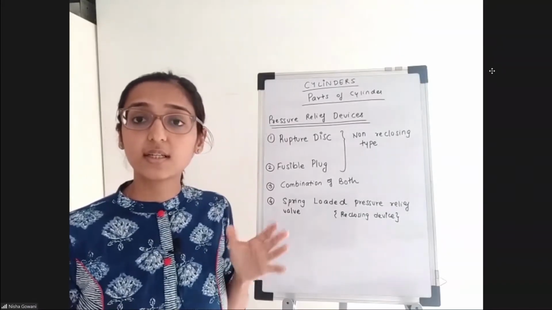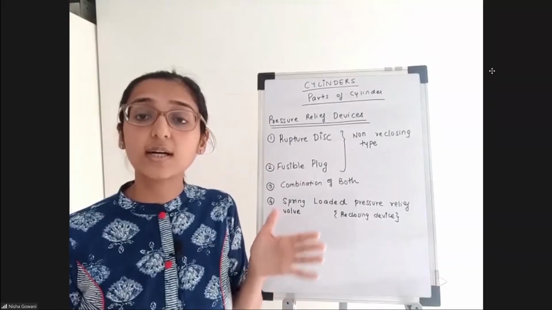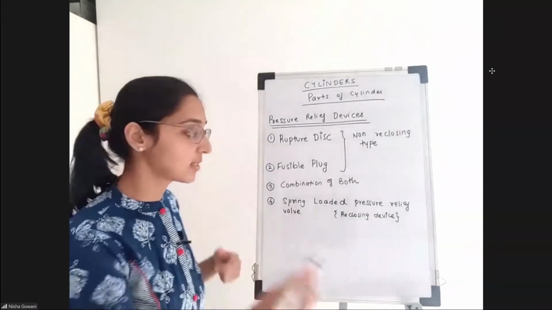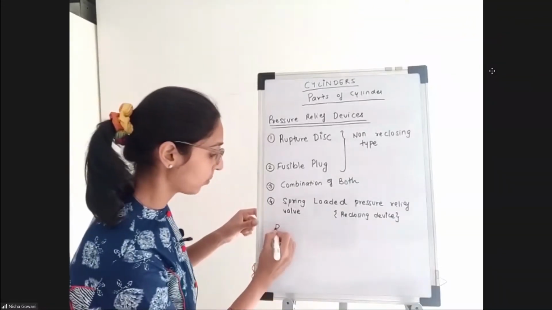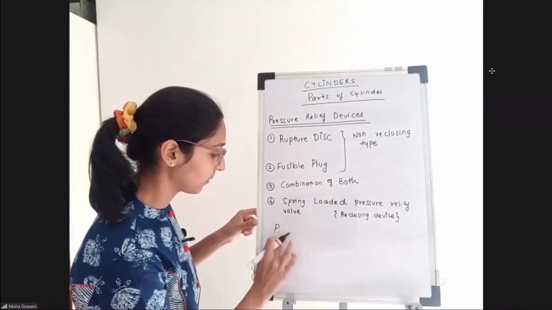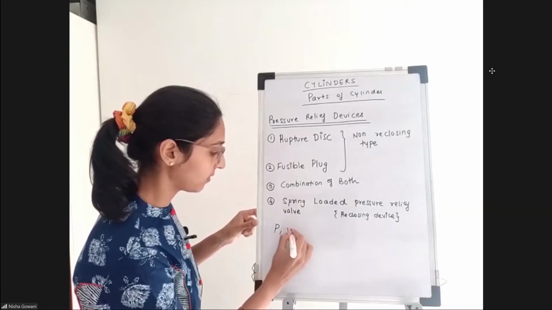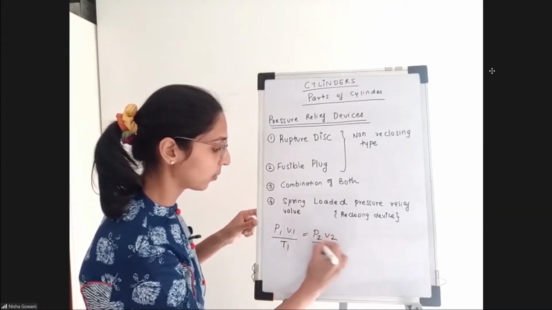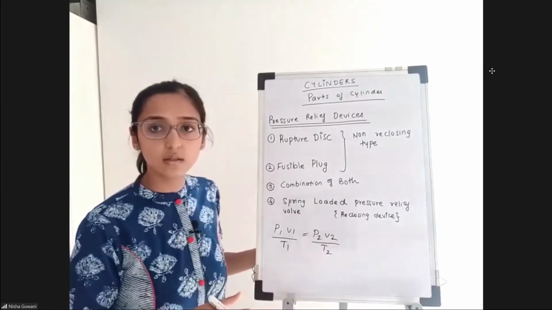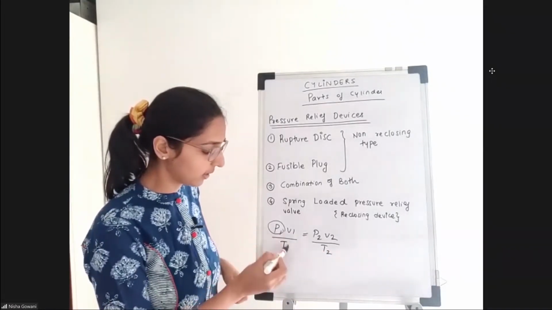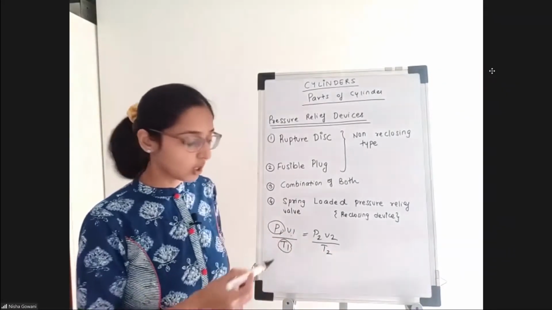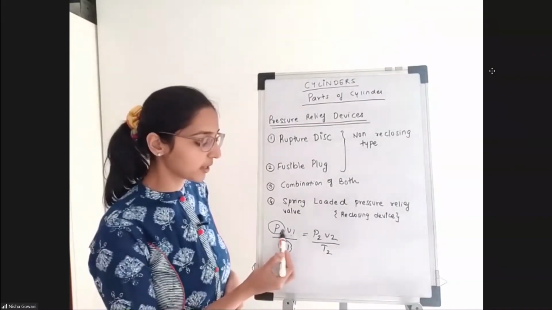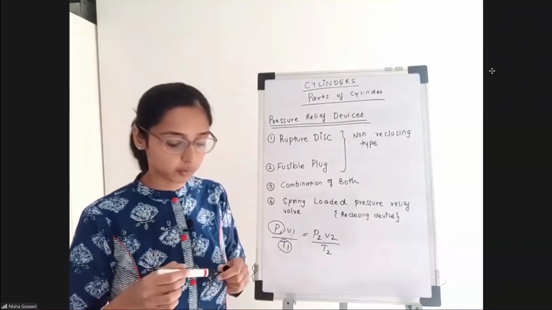If the cylinder is in an environment where the temperatures are high, the pressures within the cylinder also will increase. This follows Boyle's law, so let's have a look at that. Boyle's law is P1 V1 upon T1 is equal to P2 V2 upon T2, where P is pressure, T is temperature, and V is the volume. Pressure and temperature are directly proportional to each other, whereas pressure and volume are inversely proportional to each other.